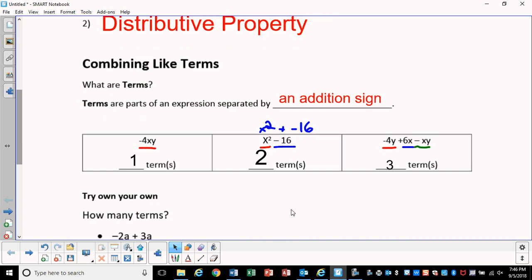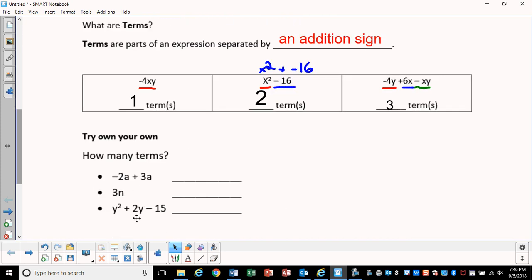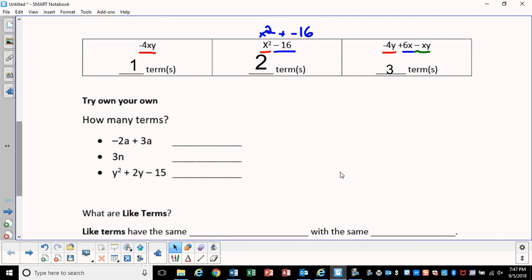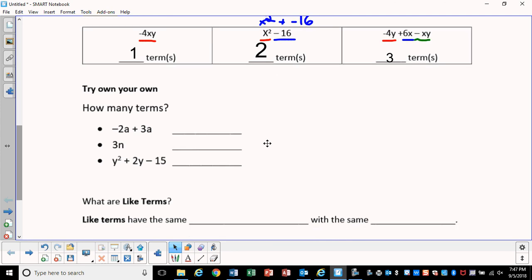Okay? So you guys are going to try this on your own and see how many terms you can get for each one. Sorry if you hear things in the background. It's just asking how many terms, but it might be beneficial for you guys to write out what those terms are to make sure you can identify the terms as well as figure out how many there are. Okay? So give that a try on your own.